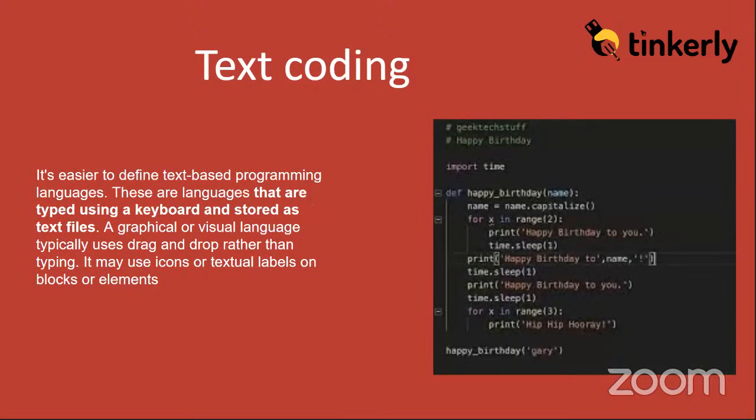Whereas text coding is a language we have to learn. It is not drag and drop, but we have to type this language using a keyboard. We have to follow the particular syntax, the icons, the labels, and whatever we are using, we have to be very precise compared to block coding. Text coding is what we use in Python, Java, C, and C++. We have to learn these languages if we want to do text coding. So these are the two types of coding, block coding and text coding.